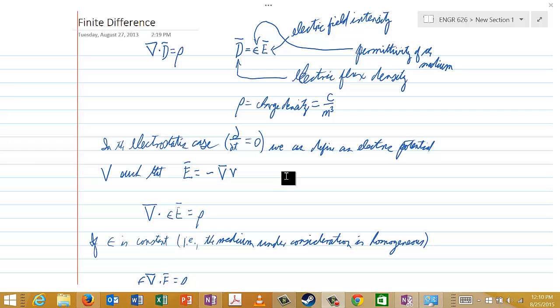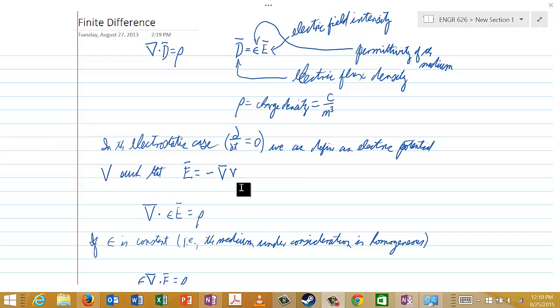Now, as I already mentioned, we're interested in the static case. We're not going to allow any time variation here at the beginning. Maybe later in the course we will get to some time varying problems, but not right now. So in the electrostatic case where there's no variation in time, we can define an electric potential V that is related to the electric field intensity E by this equation. E is equal to the minus gradient of V.